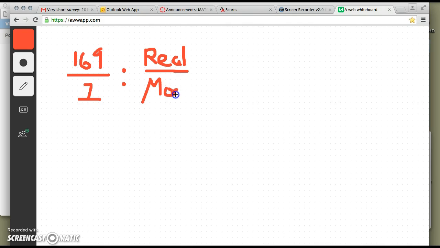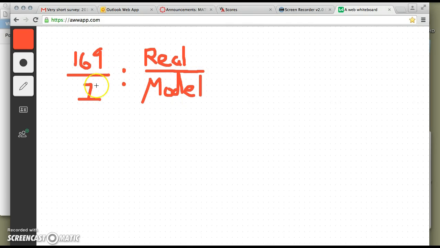As I said in the discussion, guys, it's very important that you understand which part of your ratio is in the numerator and which part is in the denominator. When we're saying 169 feet to 1 foot, we're saying that the real train has 169 feet in length for every 1 foot in length that the model has. So we are real to model.